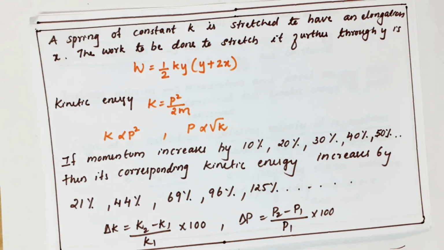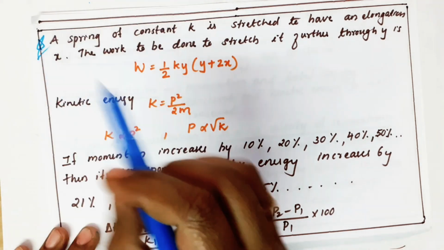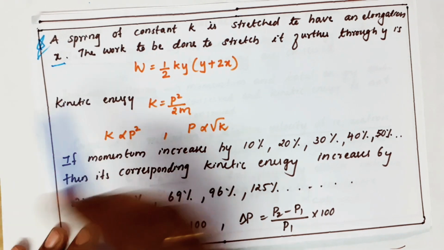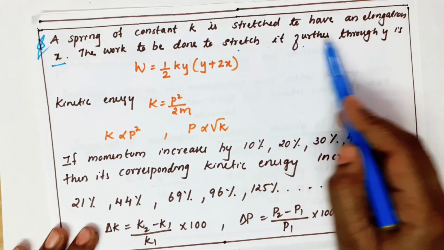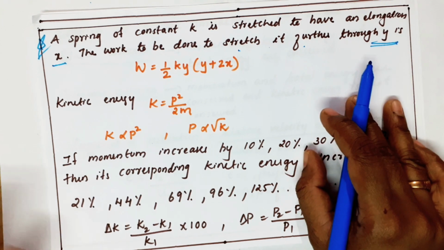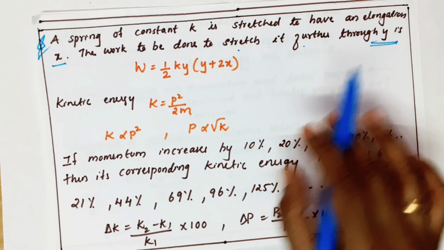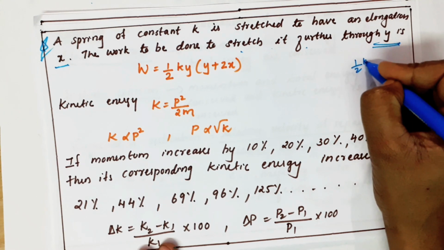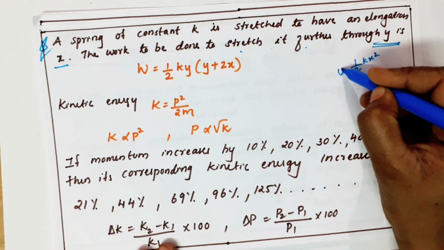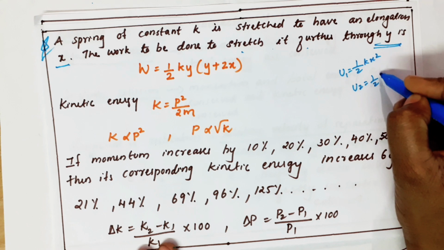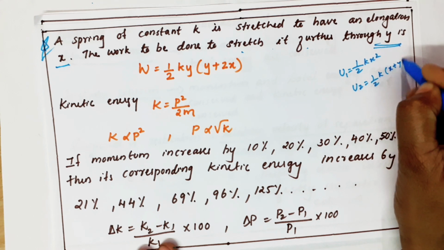Now same spring and another case I am giving. A spring of constant k is stretched to have an elongation of x. The work done in stretching it further to y. So actually this question, you will do with two equations. First one is x now, so it is half kx square. Second case, it is further elongated to y, so it is half k into x plus y the whole square.